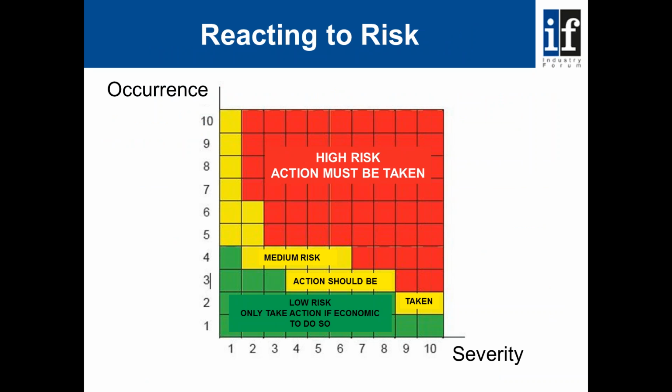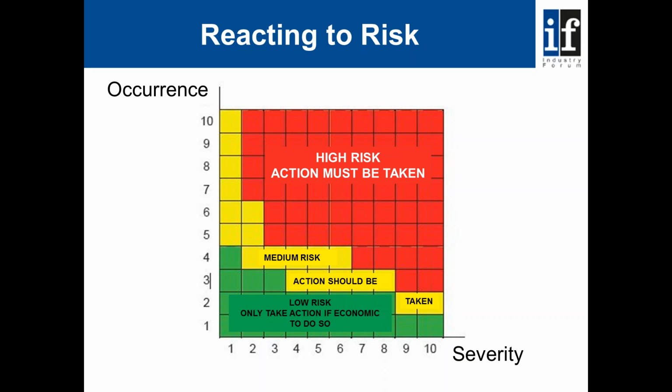When we think about risk and risk mitigation then, DFMEA may be flagging up the risks, and by matching occurrence against severity, we can get some indication of how we should react to the FMEA process. So anything falling out in the red sector, then it's a high risk and action must be taken. So this would be instances of maybe safety, regulatory or reliability issues.